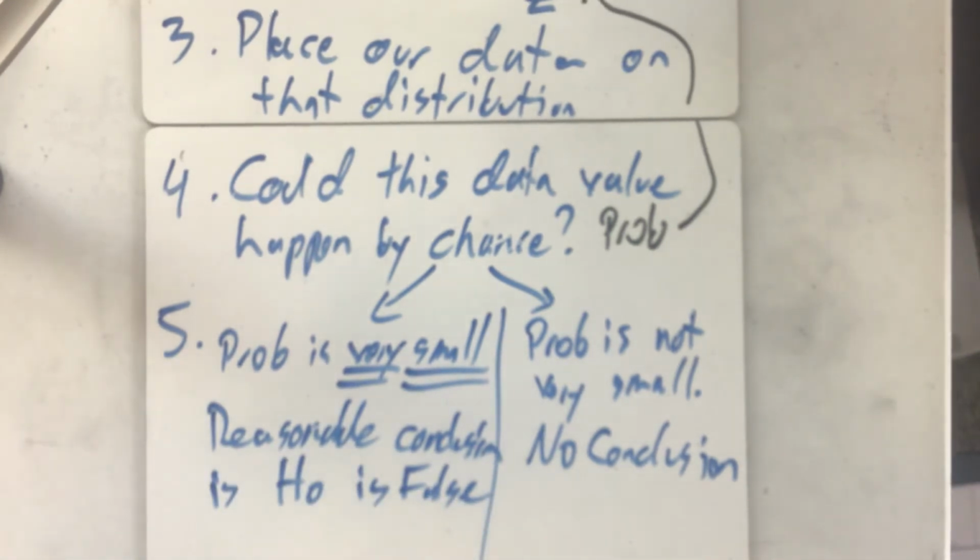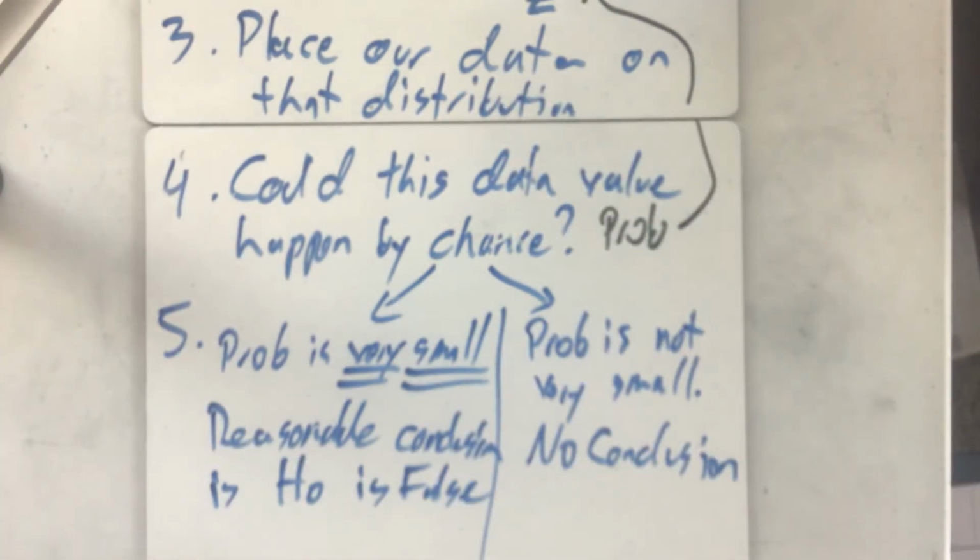So when you do a test, there's only two possibilities. Either you get a very small number and your H naught is false, or you don't get a very small number and there's no conclusion. H naught could be true, could be false. Our data doesn't make any commitment. Okay, this is just an overview.